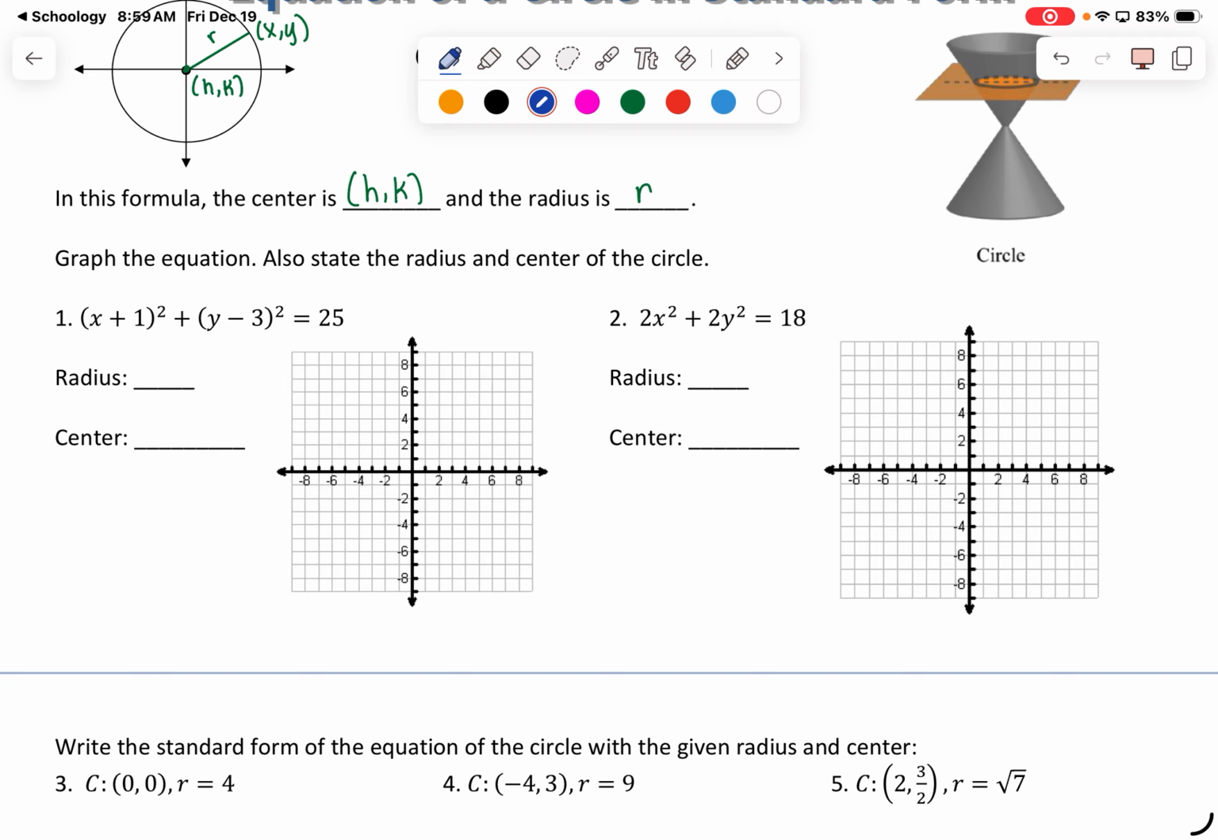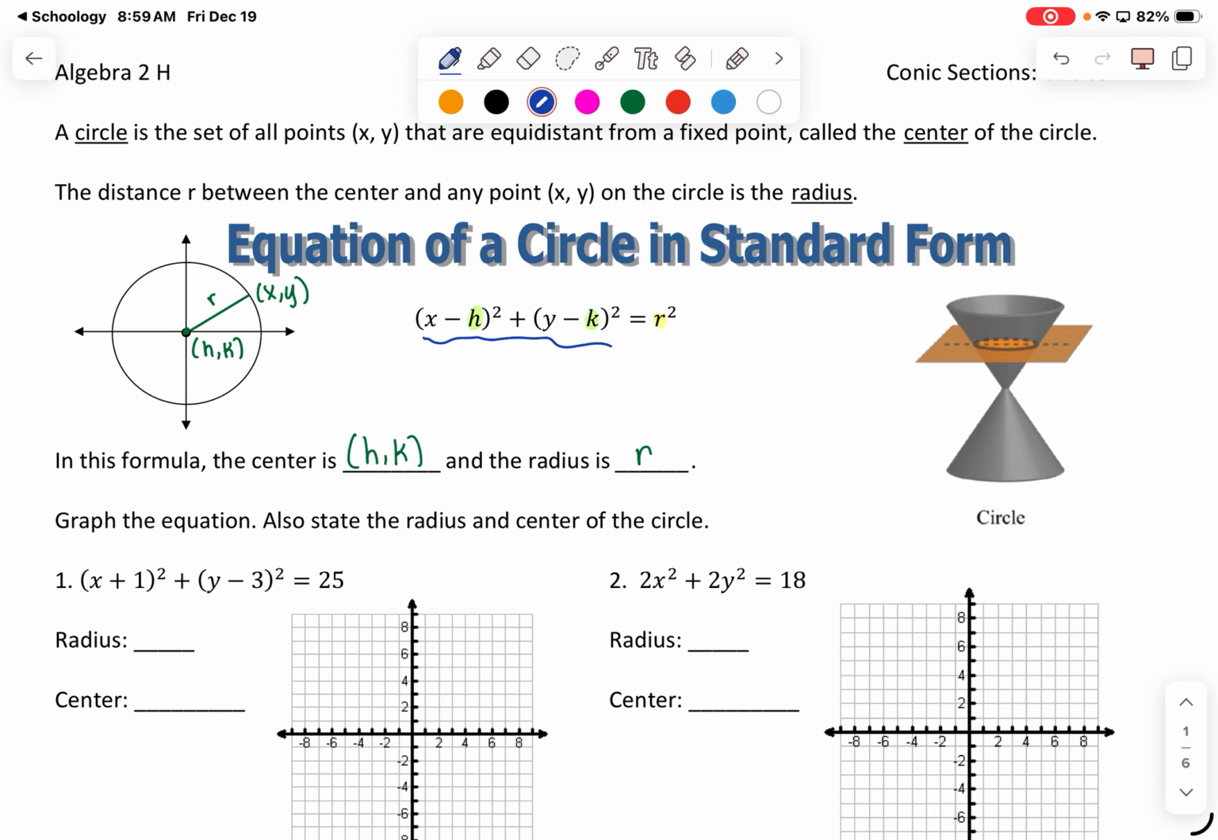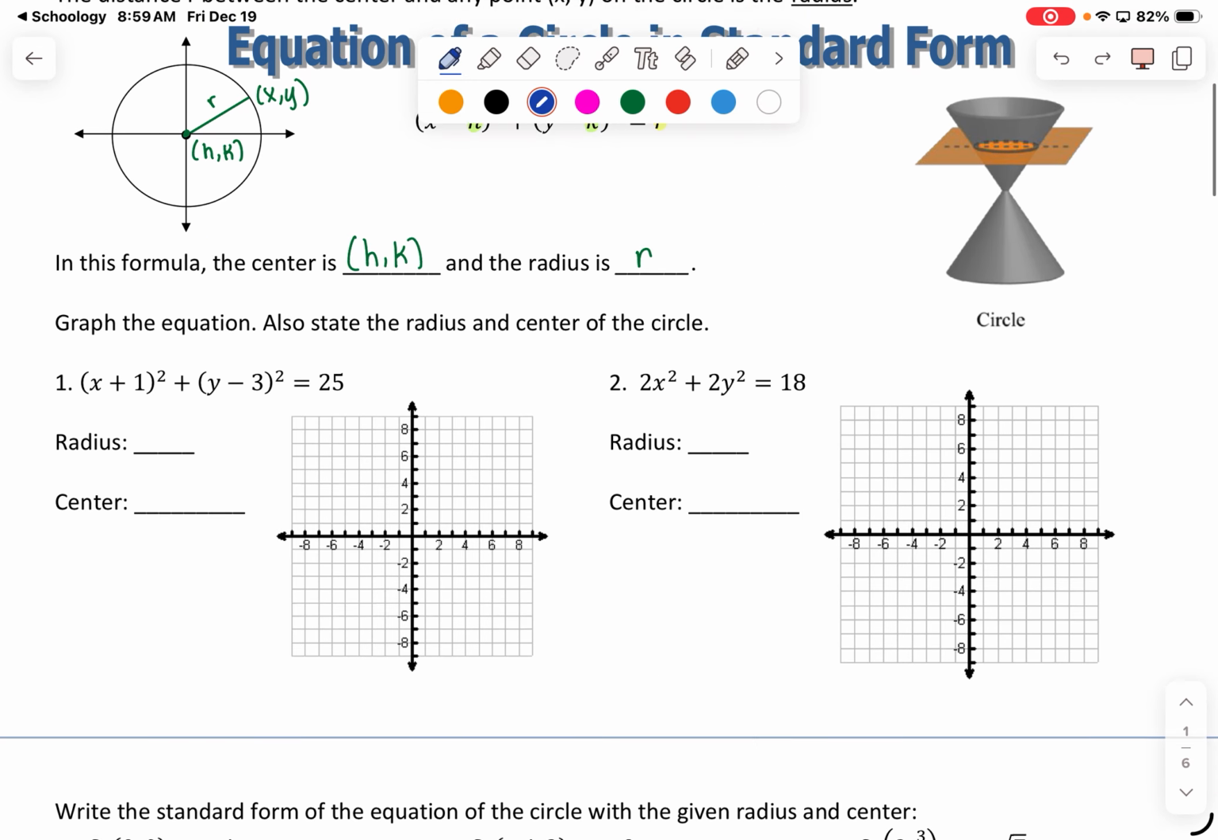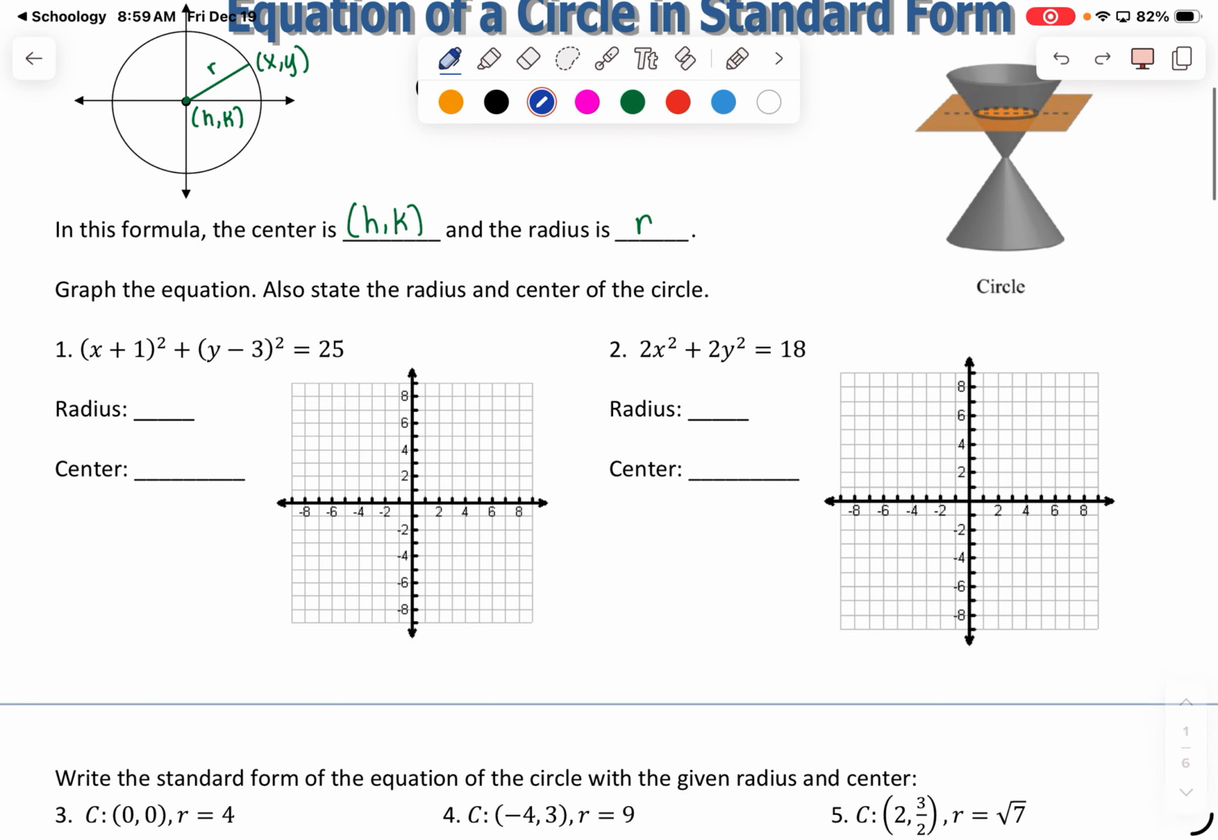Okay, so now what we're going to do is graph the equation. We only have two of them because it's pretty simple. It has to be in that standard form, so this standard form right here, okay? All right, so this one's ready to go right now. We need the center and we need the radius. So this is r squared, remember? So we take the square root of that, which is 5.